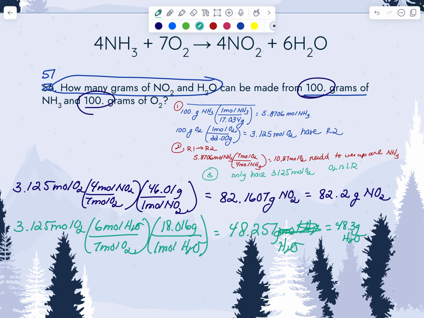First step, converted both to moles. Second step, found that I would need 10 moles of oxygen to use up all my ammonia. I only had 3, so oxygen will run out first. That's my limiting reactant. And then I chose my limiting reactant to answer the question.